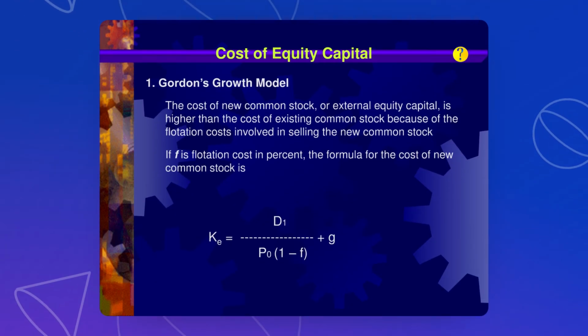So, cost of equity capital in the Gordon's growth model. Class, the cost of the new common stock or external equity capital is higher than the cost of existing common stock because of the flotation cost involved in selling the new common stock. If F is flotation cost in percent, the formula for the cost of the new common stock is KE equals D1 divided by P0 times (1 minus F) plus G. So that's the formula, class.